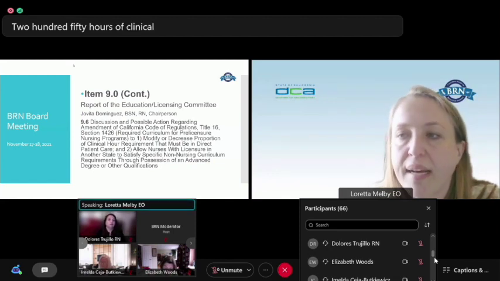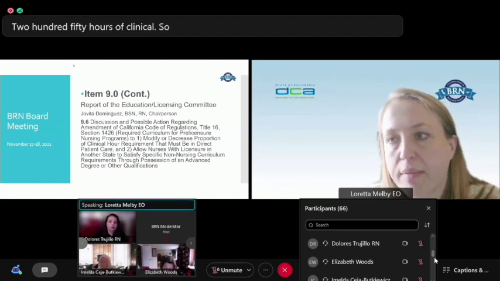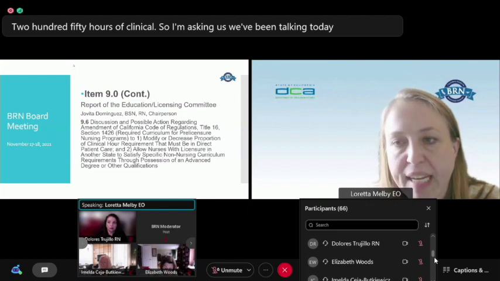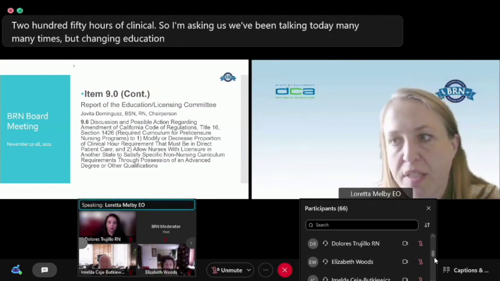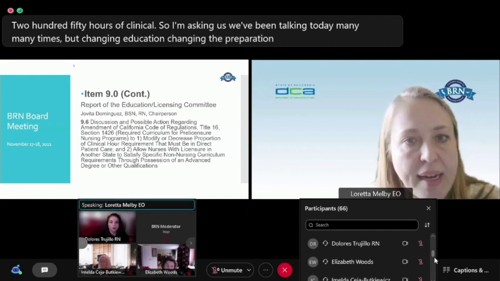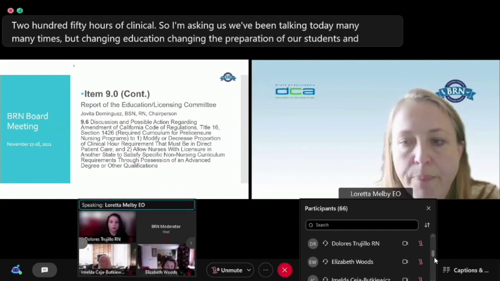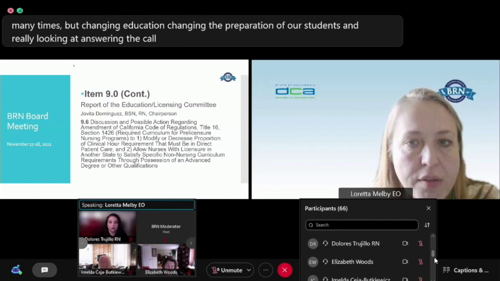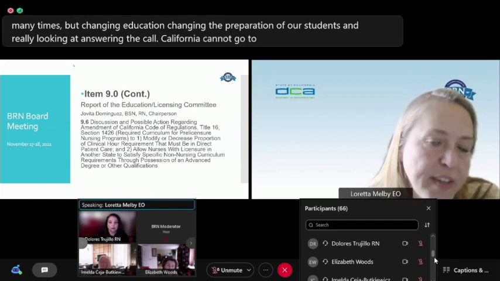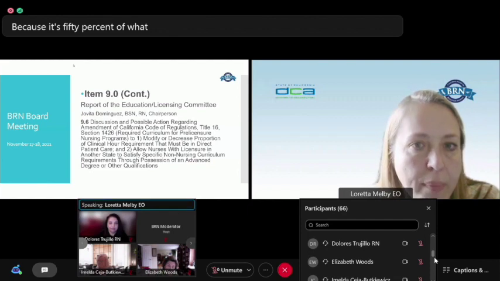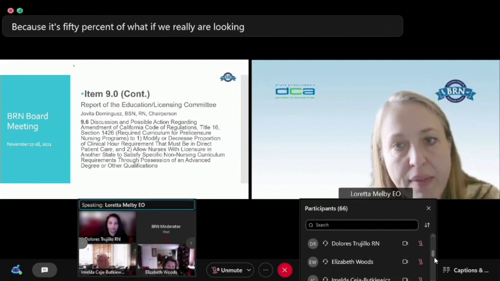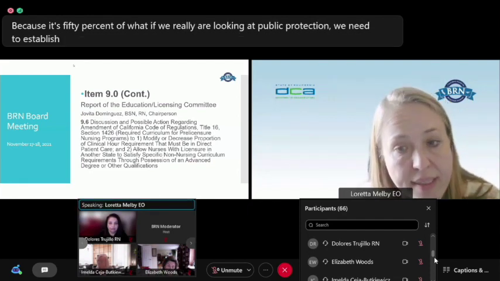So I'm asking us, we've been talking today many, many times about changing education, changing the preparation of our students, and really looking at answering the call. California cannot go to a 50% SIM because it's 50% of what? If we really are looking at public protection, we need to establish what that 50% of is.